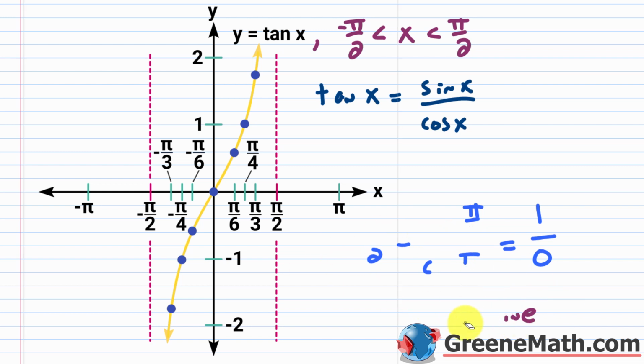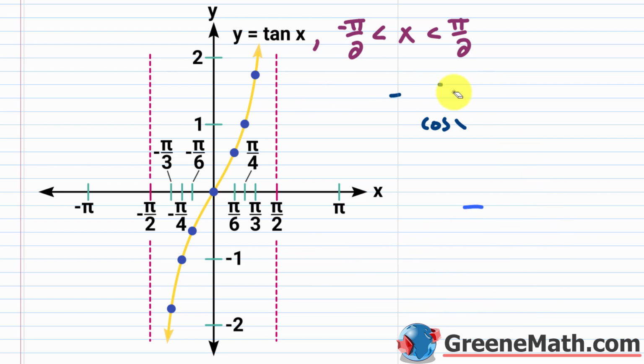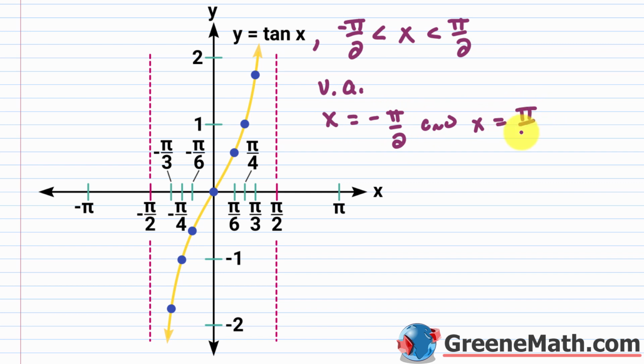So your first goal, when you sketch the tangent function, is to find what we call two consecutive vertical asymptotes. If you're looking at y equals the tangent of x, we just use negative pi over 2 and pi over 2 for the two consecutive vertical asymptotes. Let me write that out. So the vertical asymptotes for this one are x equals negative pi over 2, and x equals pi over 2.